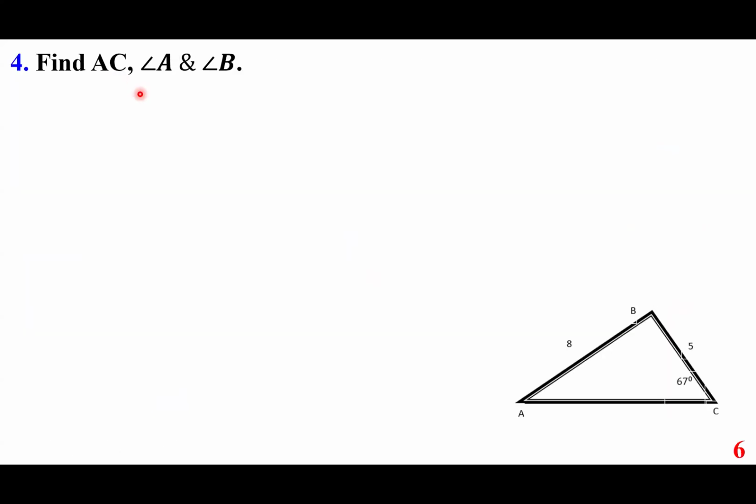Find AC, angle A, angle B. So this is the given. So this side is 5. This side is 8. This angle is C. So just for the sake of argument, this is lowercase a. This is lowercase c. This is lowercase b, because capital B represents the opposite angle.